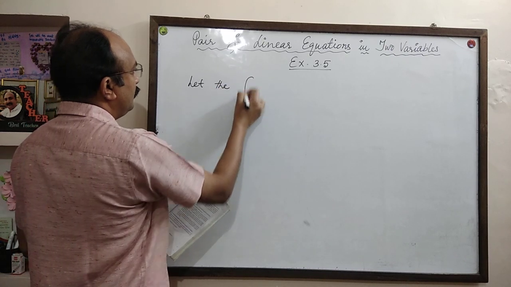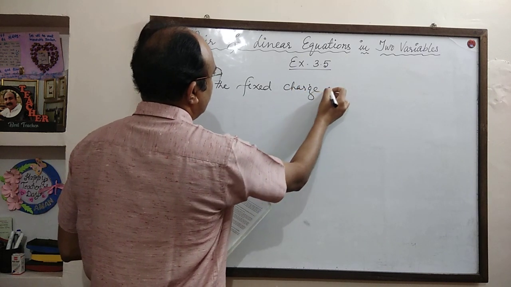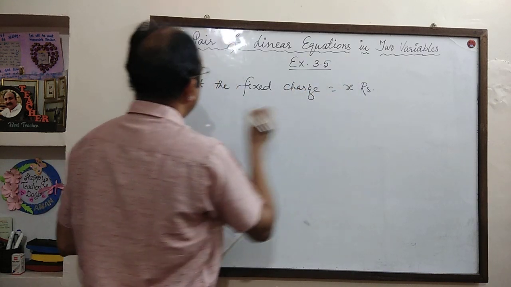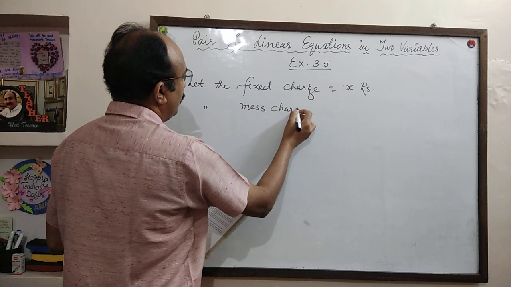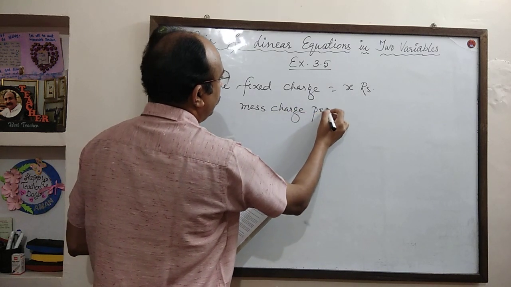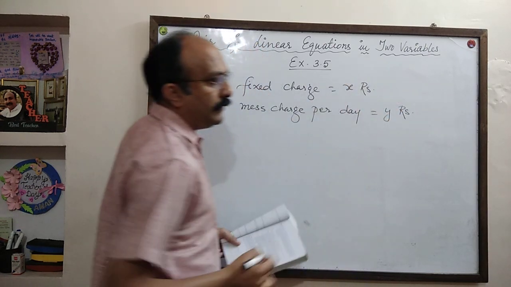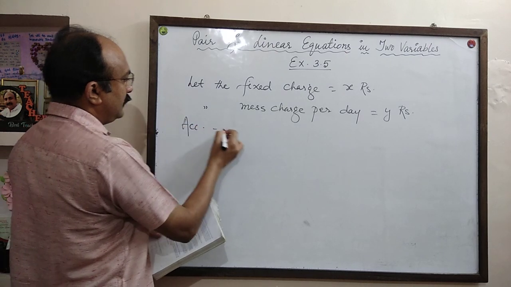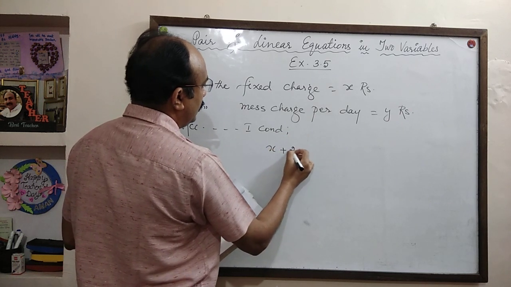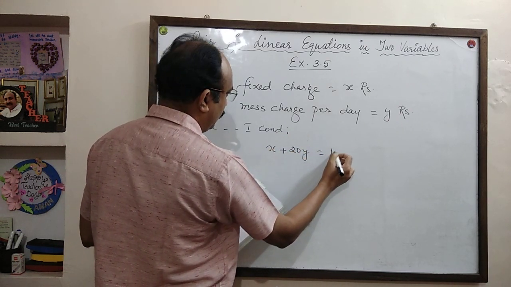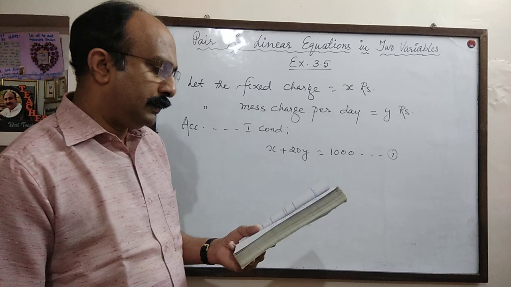So here, let the fixed charge be equal to X rupees. Let the mess charge per day be equal to Y rupees. Now, according to the first condition, X plus 20Y is equal to 1000. Equation number 1. Now the question continues.